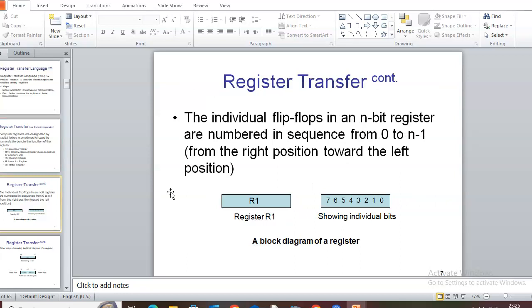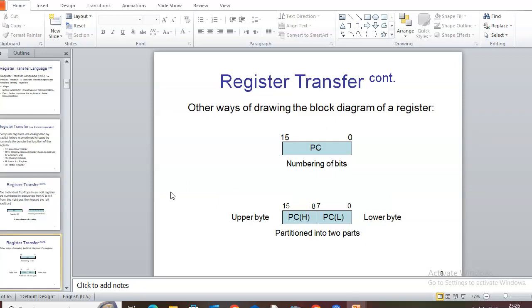So coming to this, the individual flip-flops in an n-bit register are numbered in a sequence from 0 to n-1. Here, when we observe these two diagrams, that is register R1 as well as the individual bits present in the R1 register. Suppose R1 is an 8-bit register, then it will hold bits 0 to 7. And it can also hold 15 bits, so the numbering of bits will be represented like this, 0 to 15 bits.